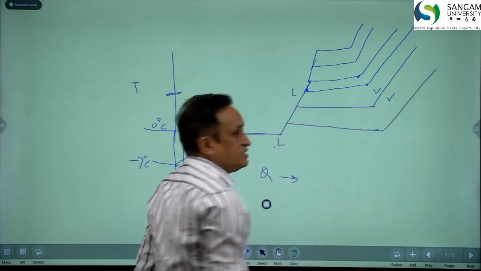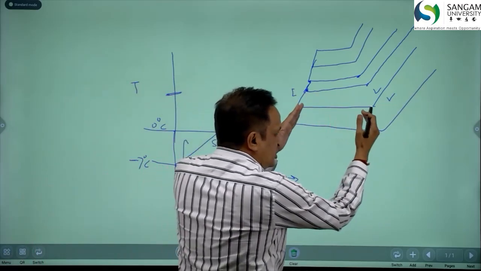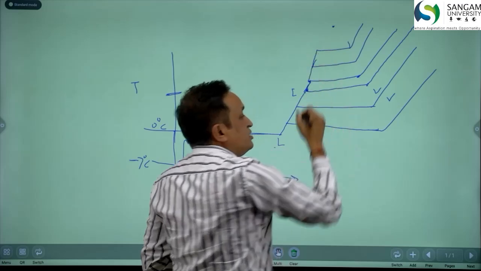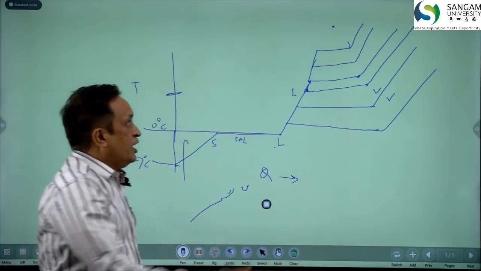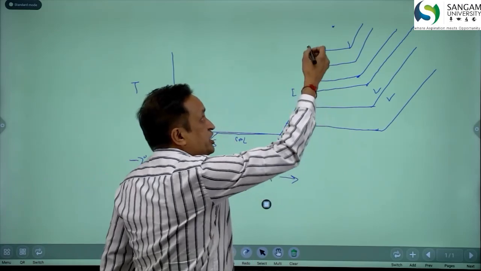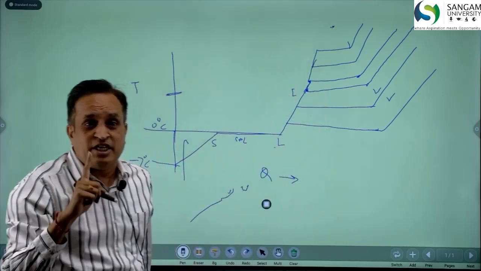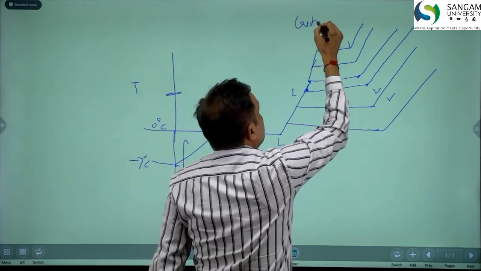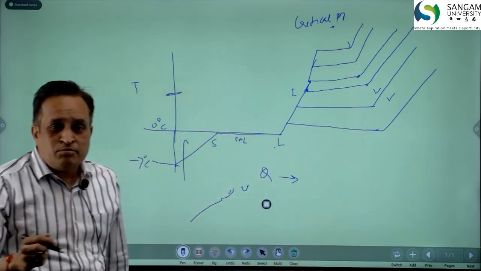Since the phase change process is reducing as you keep on going higher, it will result in a single point as you keep on increasing the pressure. The pressure at which it terminates into a single point is called the critical point. Critical point.